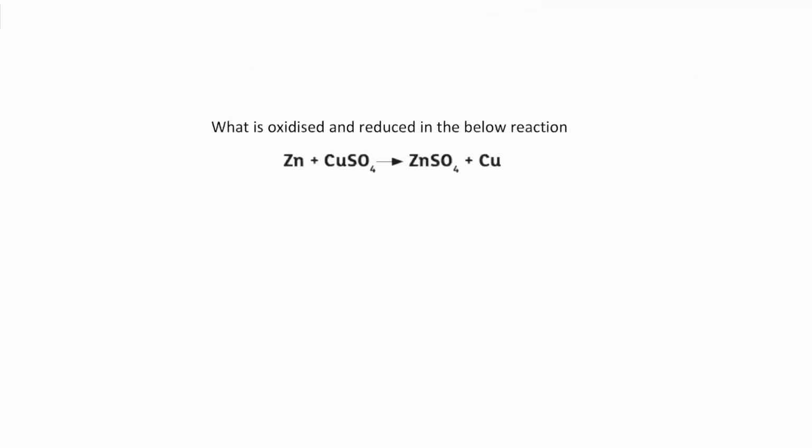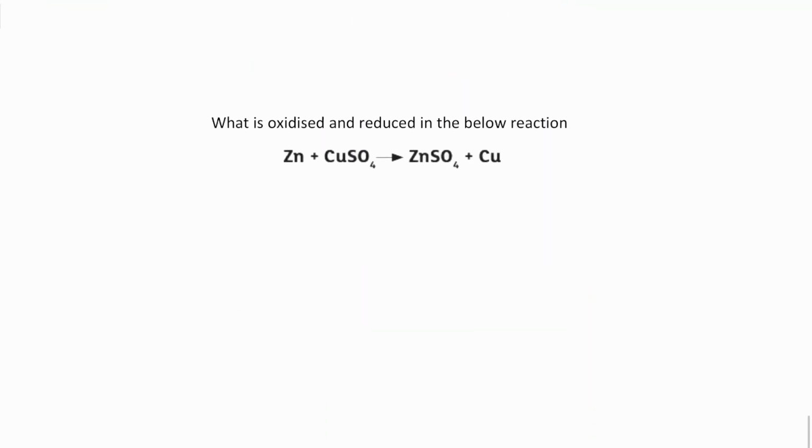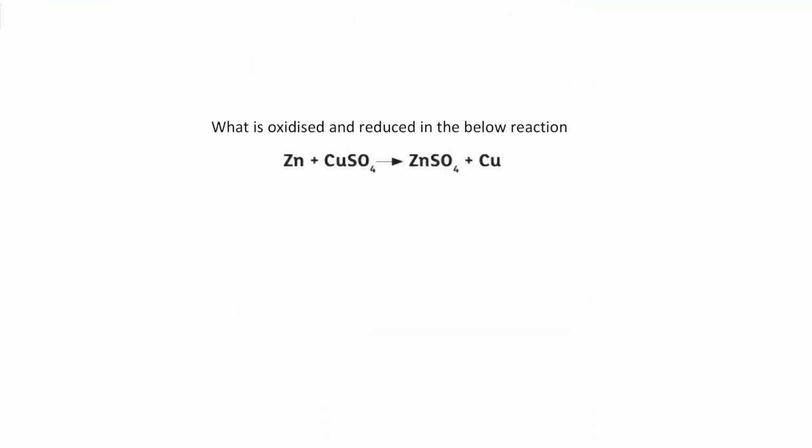Okay, moving on to a little bit of redox. So hopefully you guys have revised this. So what is oxidized and reduced in the below reaction? So we've got zinc and copper sulfate reacting to form zinc sulfate and copper.